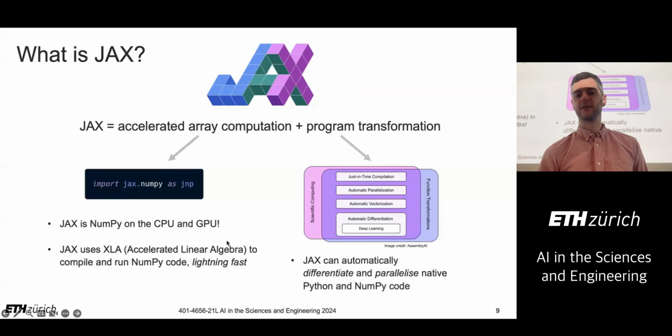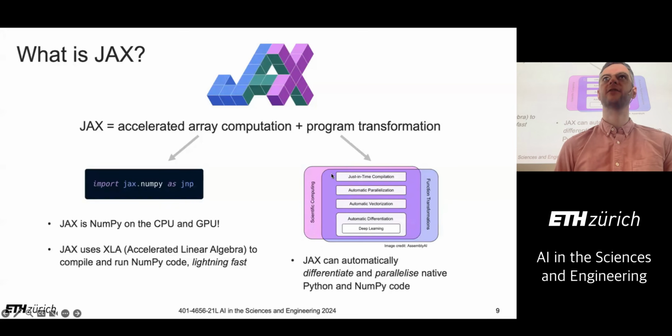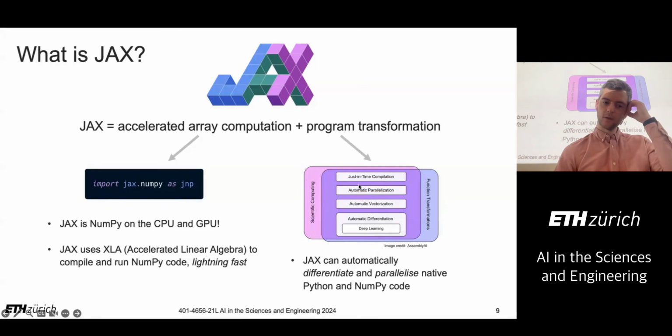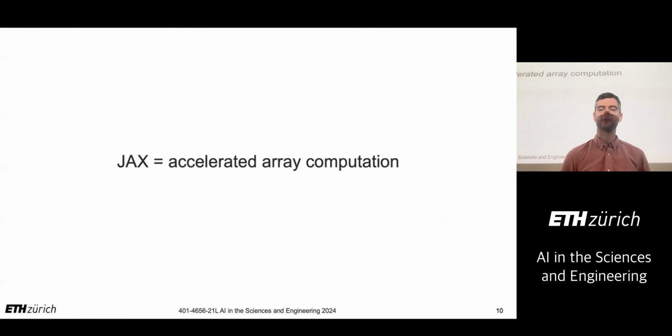And then the program transformations. What is brilliant about JAX is it allows you to also carry out autodiff, automatically parallelize your code, and compile your code as well. All of these things can be thought of as transformations of functions. This is what really makes JAX very powerful for our scientific computing methods. I'll go through each of these in turn later. So let's talk about accelerated array computation to start with.